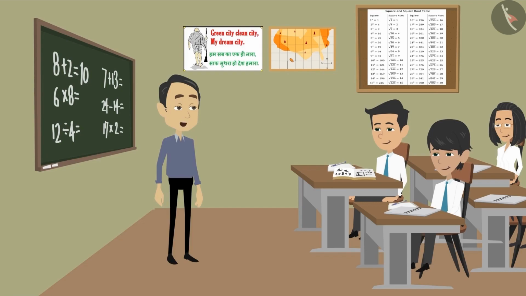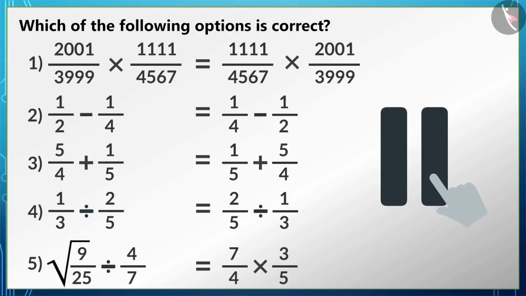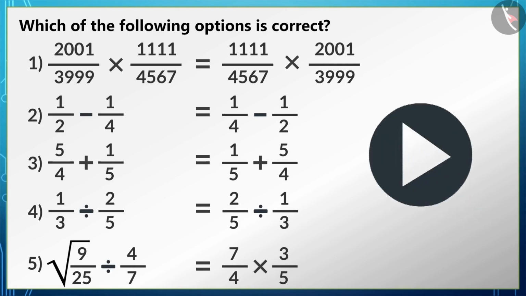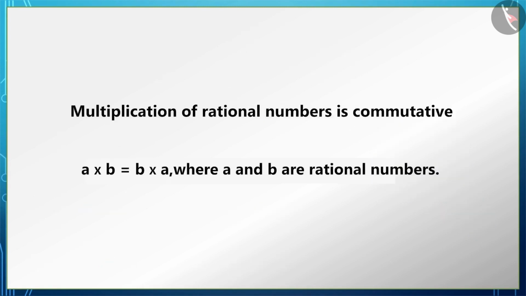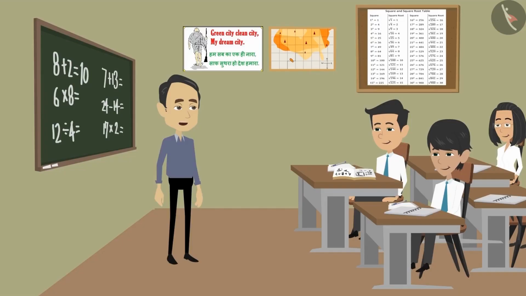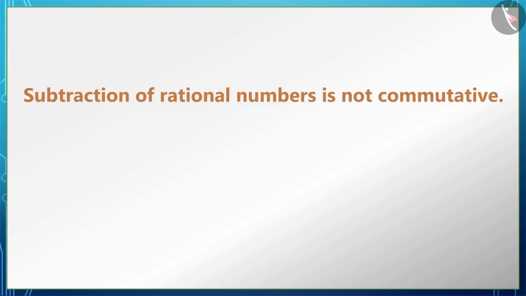Children, look carefully and tell which of these options is correct. All of you solve these questions. Sir, we can multiply rational numbers in any order. Therefore, the first option is correct. Absolutely correct. What do you think about the second option? Sir, the second option is wrong because the subtraction of rational numbers is not commutative.